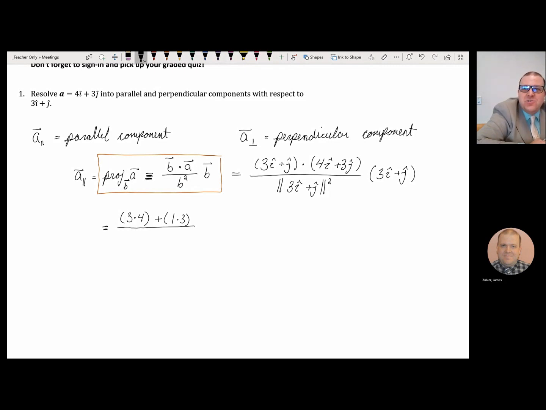It's root 10, right? So we're going to square that. And that'll be then multiplied by 3i plus j. Now, of course, this is a defined operation, right? B dot A is a scalar. Magnitude's a scalar. So this entire piece right here is a scalar. So this is just a scalar multiplication, right? That is defined.